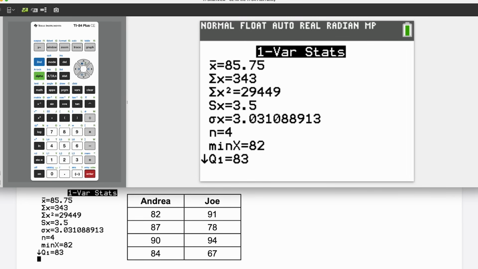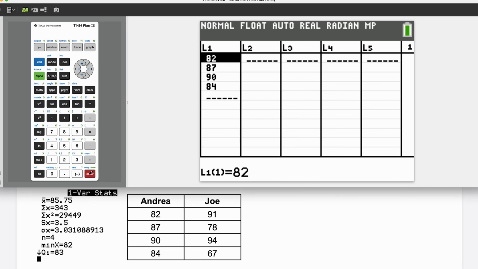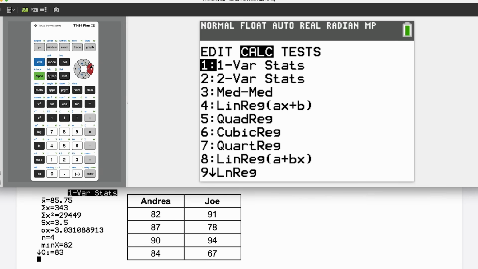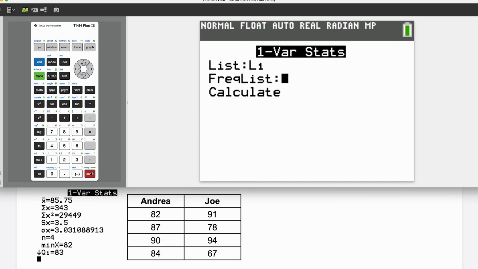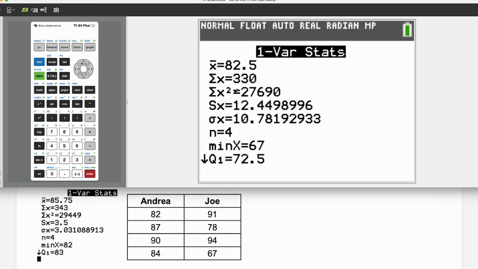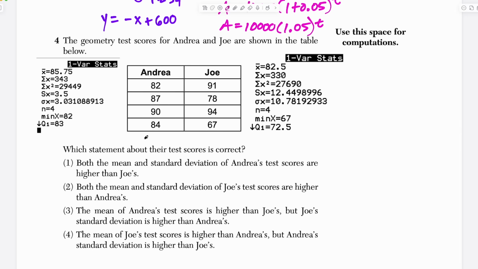So now that I have these important values here, I'm going to go on to Joe's list. So we have stats, edit, and now I'll type in Joe's list. We have 91, we have 78, we have 94, and 67. Okay, and for this one, we press stats, calculate one variable statistics, calculate, and we're going to borrow these values here. So now we look at each answer choice.